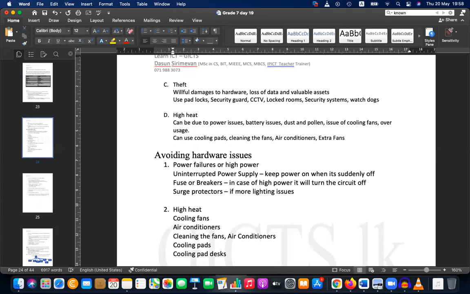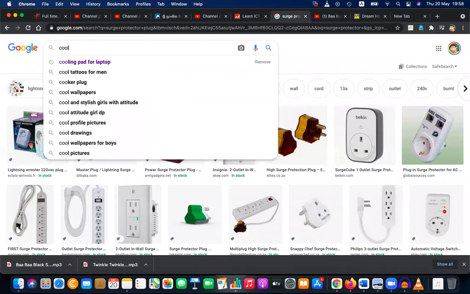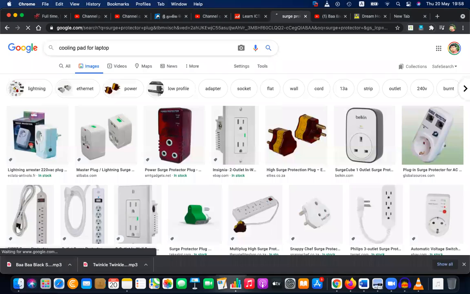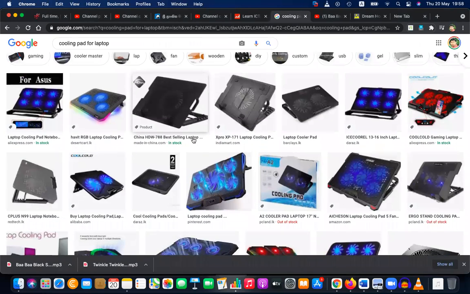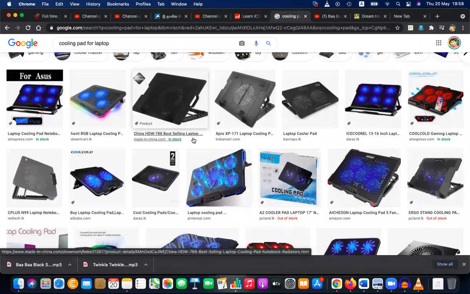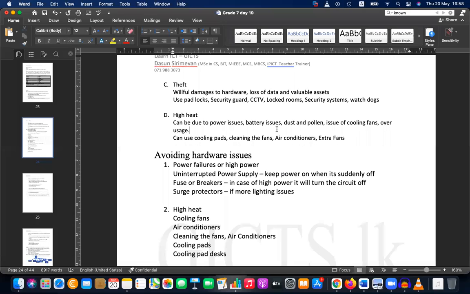High heat: you can air condition the room. You can use a fan, maybe extra fans. Cooling pads: have you seen cooling pads for laptops? So that can stop heating. Actually, it minimizes heating. If you use this kind of thing, it can minimize heat.